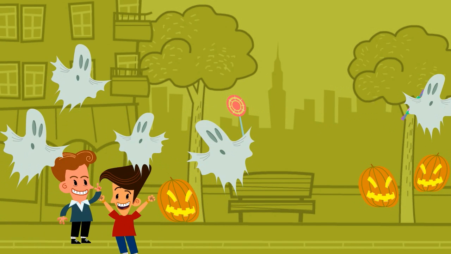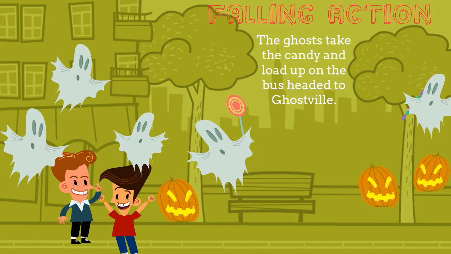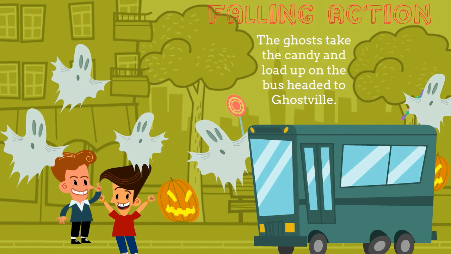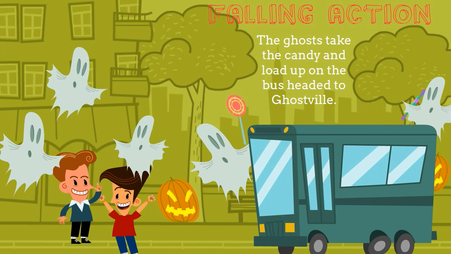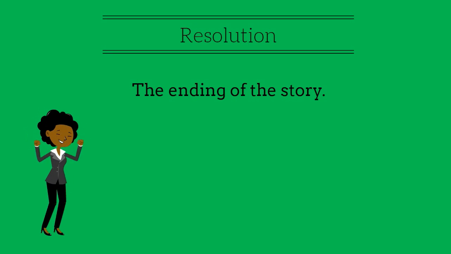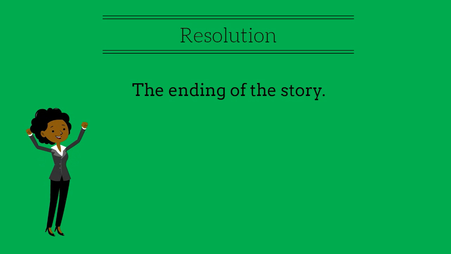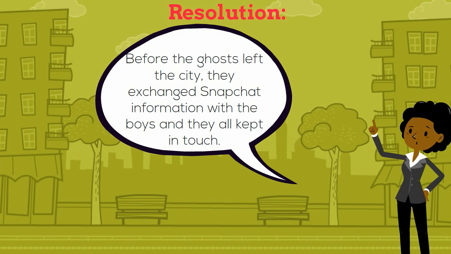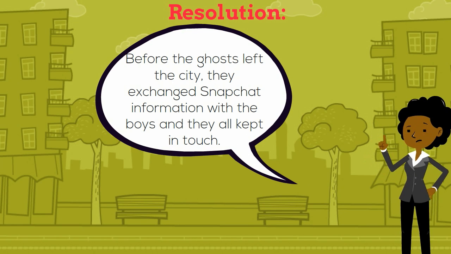In this story, the falling action is that the ghosts take the candy and load up on the bus headed to Ghostville. The other boy becomes happy. The last part of the plot is the resolution. This is the very ending of the story. The resolution of this story is that before the ghosts left the city, they exchanged Snapchat information with the boys and they all kept in touch.